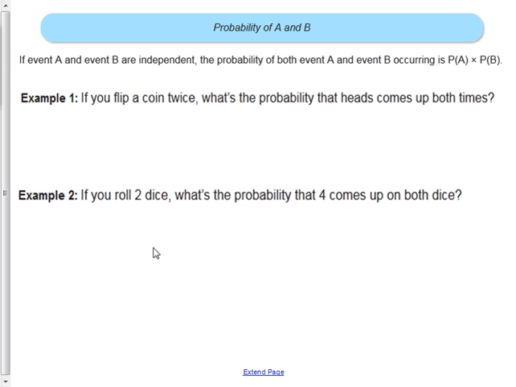Okay, so now probability of A and B. We're talking about independent events here. So if you flip a coin twice, what's the probability that heads comes up both times? So basically what you have to do is figure out the probability of flipping a coin once. So we can get heads half the time. Now, the second flip, we also can get heads half the time. So this is like event A, and this is event B.